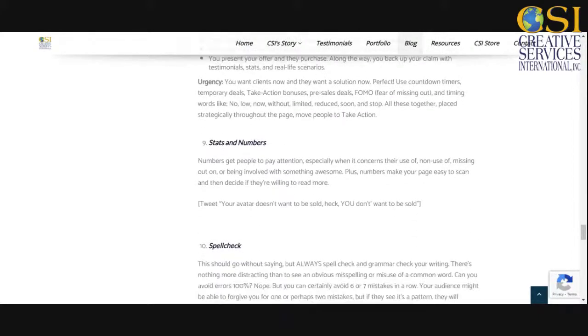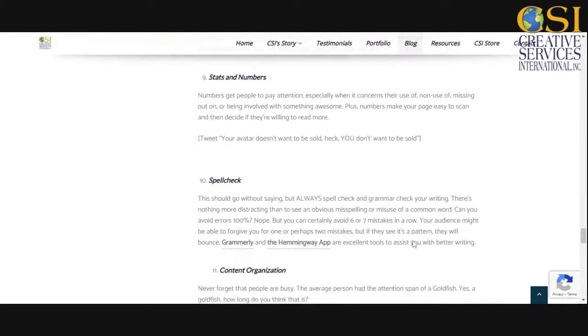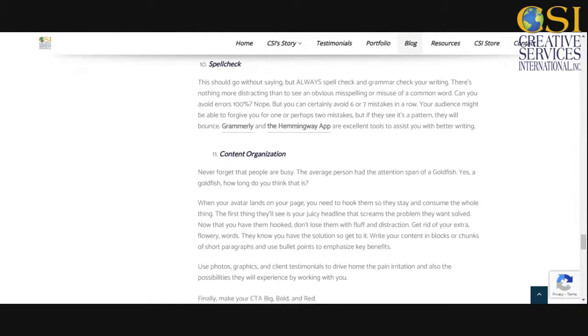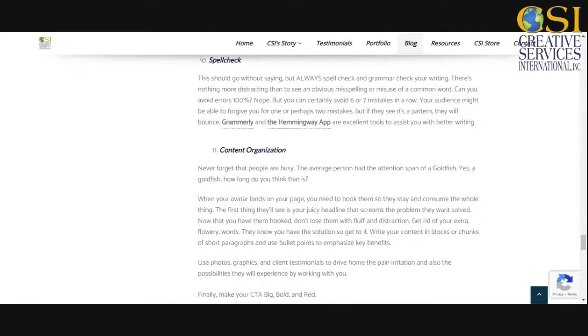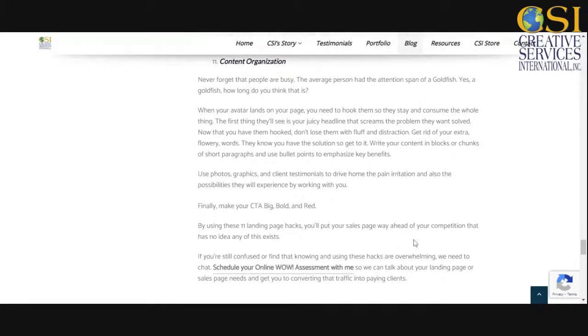You can offer stats and numbers. People like to look at stats and stuff. Make sure that you spell check. And make sure that your content is organized, meaning your photos, your graphics, everything you put on there is organized in a way so that it tells a story. It leads people to the conclusion that, hey, I need this thing that she's selling. I want it so bad.